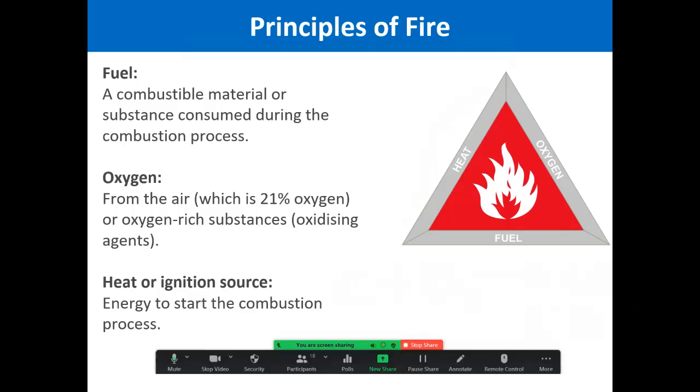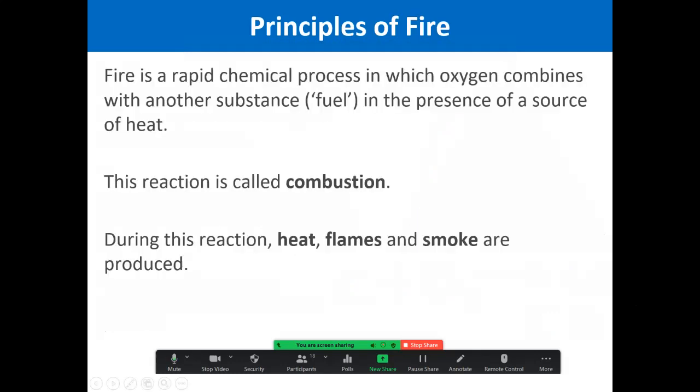So these were the three elements of fire. Let's move on to the principles of fire. Fire is a rapid chemical process in which oxygen combines with another substance, fuel, in the presence of a source of heat. The reaction is called combustion. So the process of a fire taking place is called combustion.